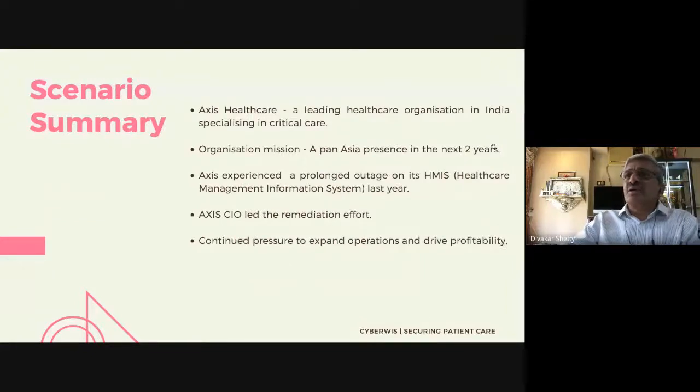A short scenario summary. Axis Healthcare is the company which is going to be enacted, a leading healthcare organization in India specializing in critical care. Their organizational mission is a pan-Asia presence in the next 2 years. Axis experienced a prolonged outage in its HMIS, Healthcare Management Information System, last year, and the Axis CIO led the remediation effort. There is continued pressure to expand operations and drive profitability, with the Damocles sword hanging over their neck to ensure that they achieve what they have planned for.